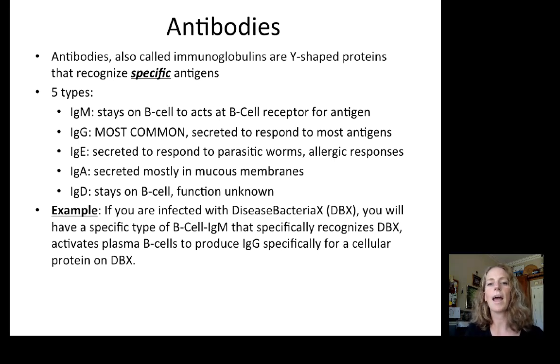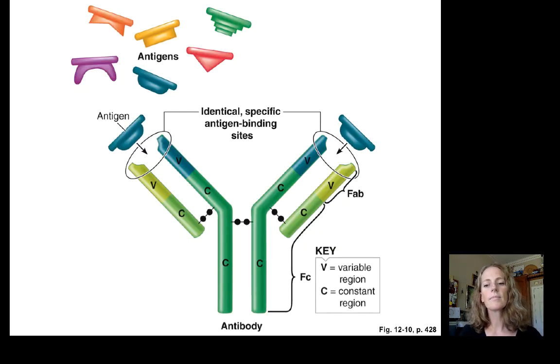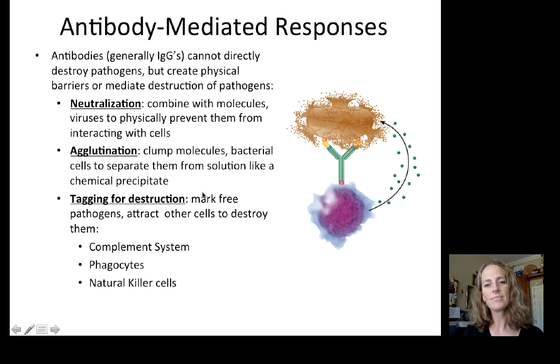And then what happens? This is the structure of an antibody, so you have to wait for what happens for me to show you the structure. Sorry, I forgot this slide was in here. So antibodies are Y-shaped proteins, and they recognize specifically the antigen. Okay, so then what happens?